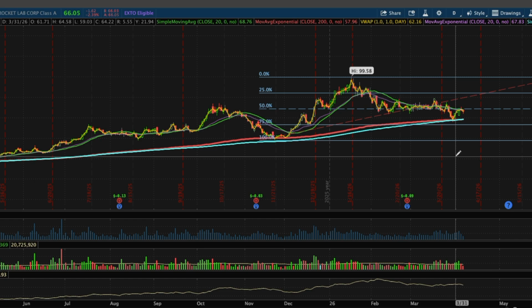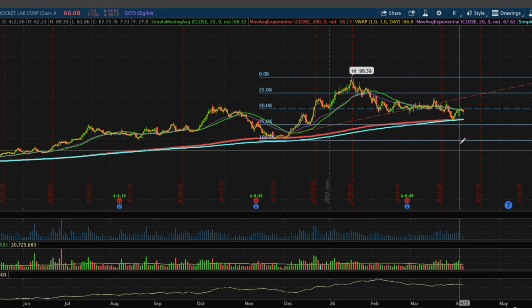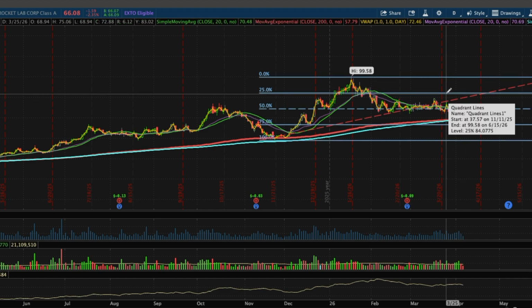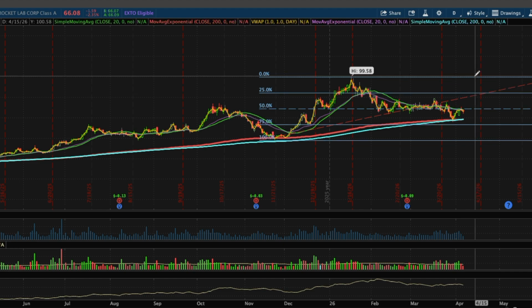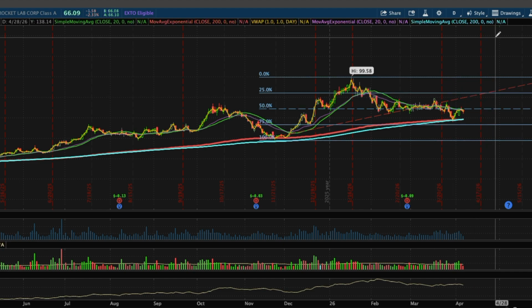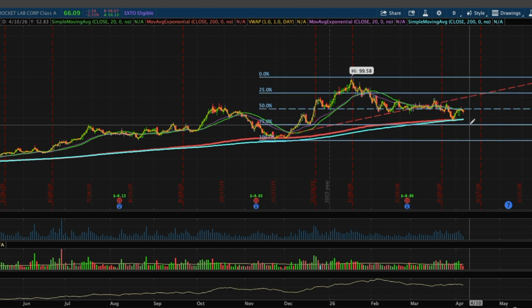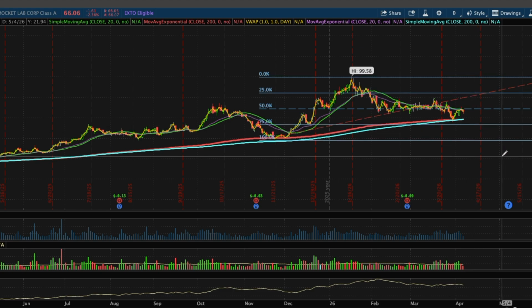Now, the main portion of this is the upper resistance. It usually breaks at about 25%. Once we get above 25% and hold, then most likely we're going to push through and continue higher. Same thing on the sell side. Once we get below 75%, most likely we're going to push down to the lower side.